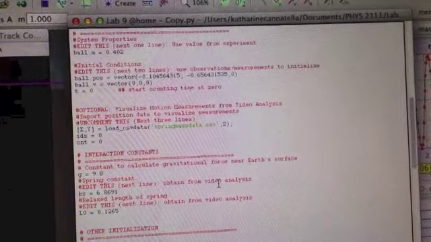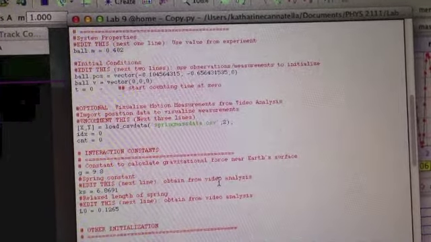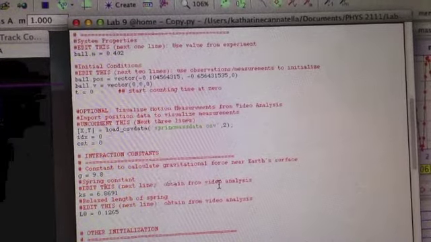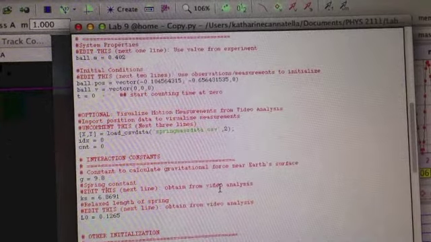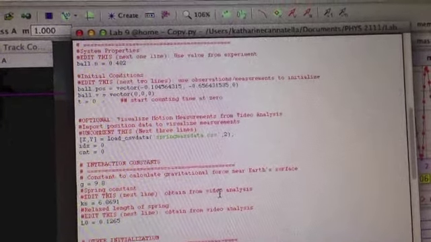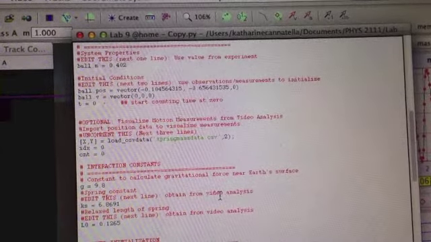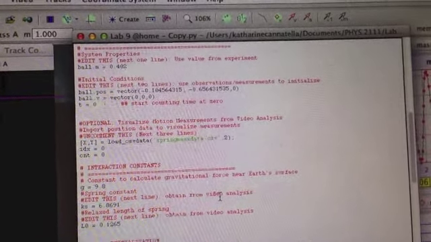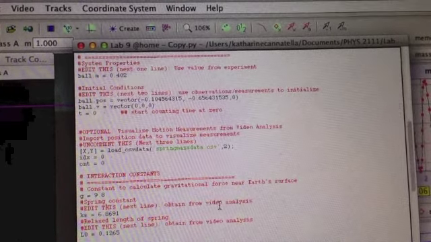This is the code that I used to run the simulation. The mass of the ball was 0.402. The initial position, as shown on Tracker, was negative 0.104, negative 0.656, and 0. I then loaded the data from Tracker to compare it to the model. There's the gravitational constant and spring constant, which I got from the period of the graph on Tracker.